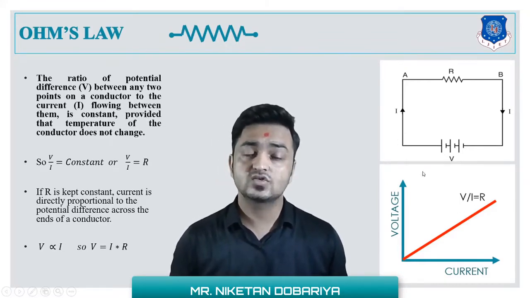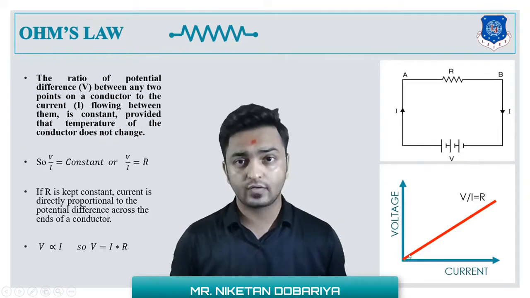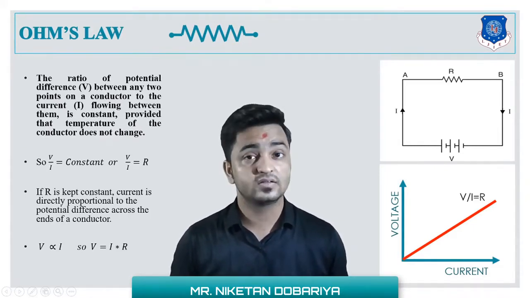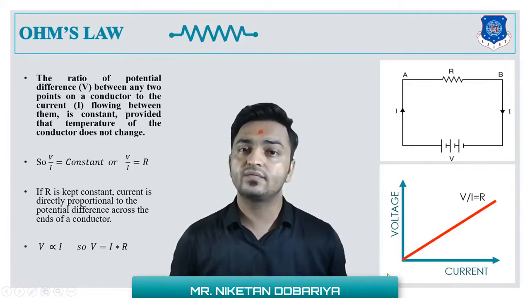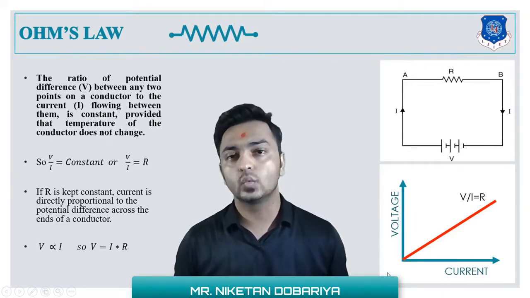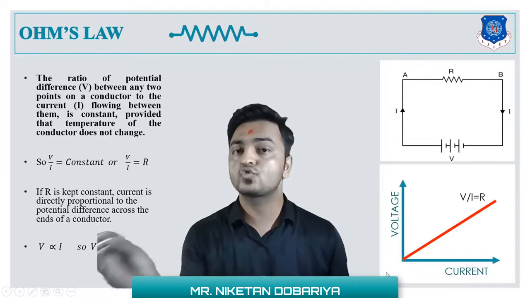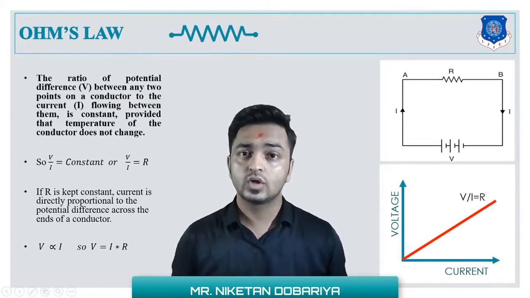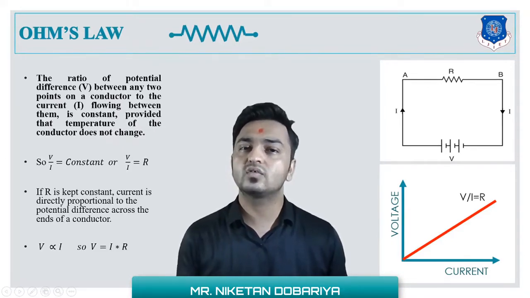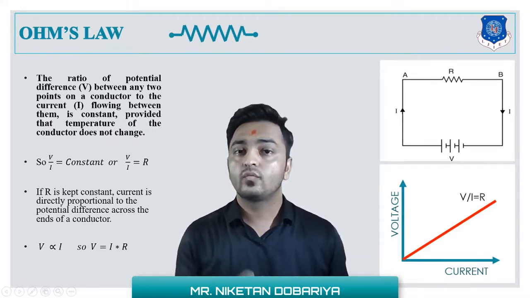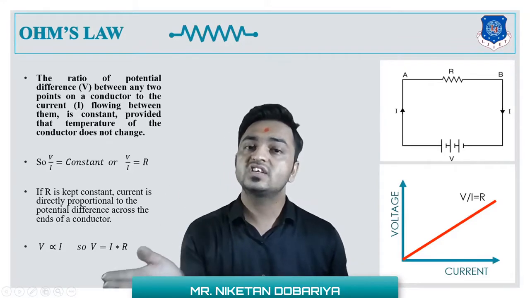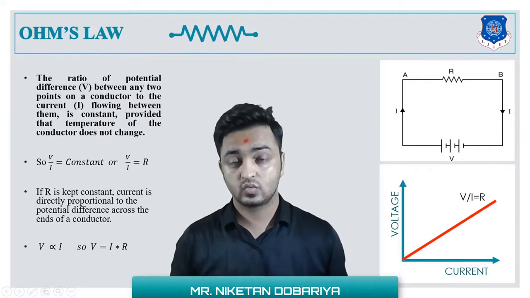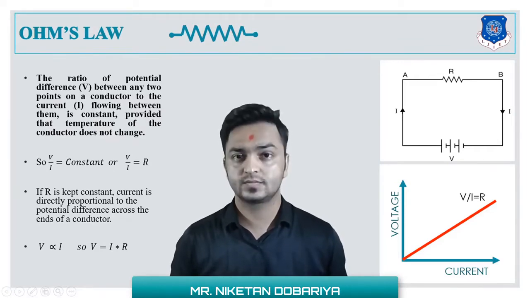So basically the slope of this given waveform represents the value of resistance, and this linear waveform represents that V and I are proportional to each other. So this was Ohm's law, which says that for a conductor, voltage is proportional to current, or current is proportional to voltage, when temperature is constant.